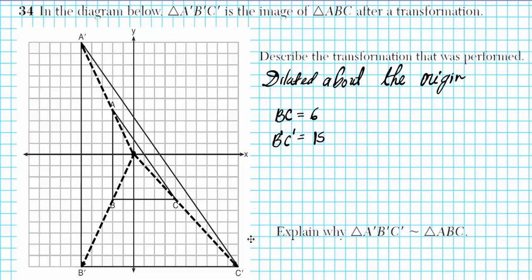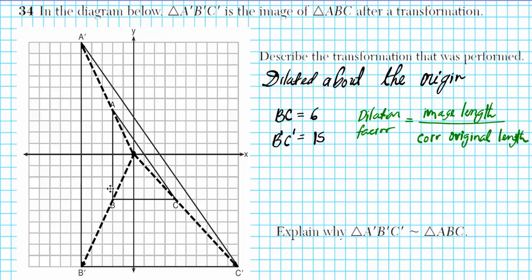So let's write that down. Just going to put it here. So dilation factor is simply your image length divided by your corresponding original length. Okay, so you just pick a side length of the image triangle and then divide it by the corresponding side of the original triangle. Okay, so that's the formula that we're going to be using for the computation.